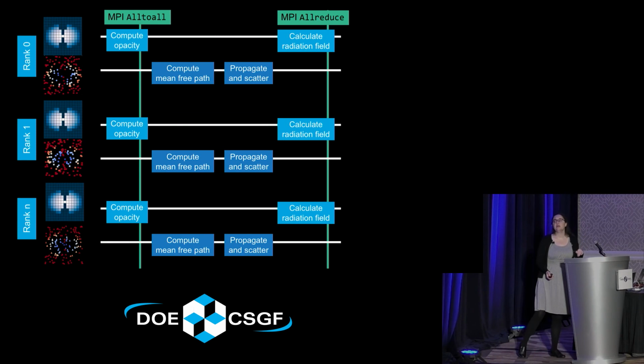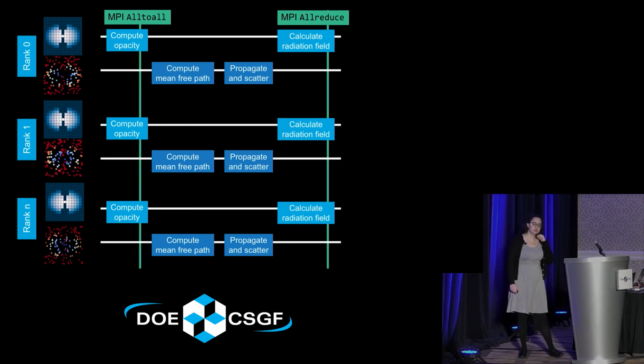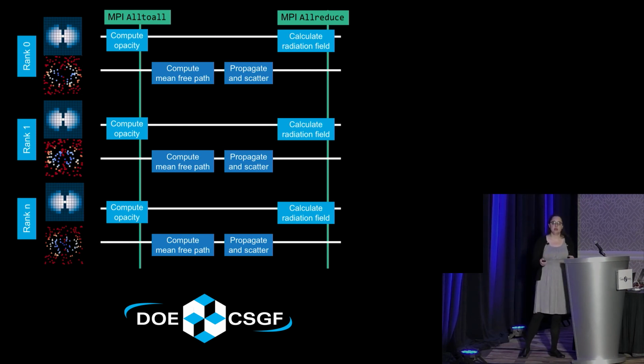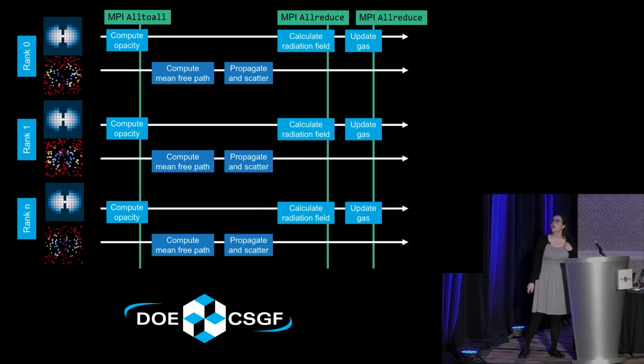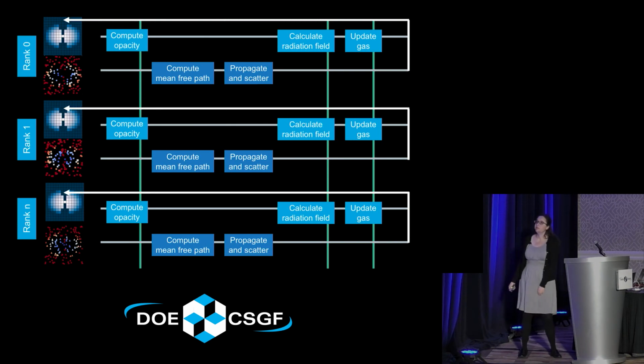we then calculate the radiation field at each grid cell, and then all of the ranks again communicate that to all of the other ranks, so everyone has the same picture of what's going on with the gas. And then there's a gas update step, and then we do it all over again.